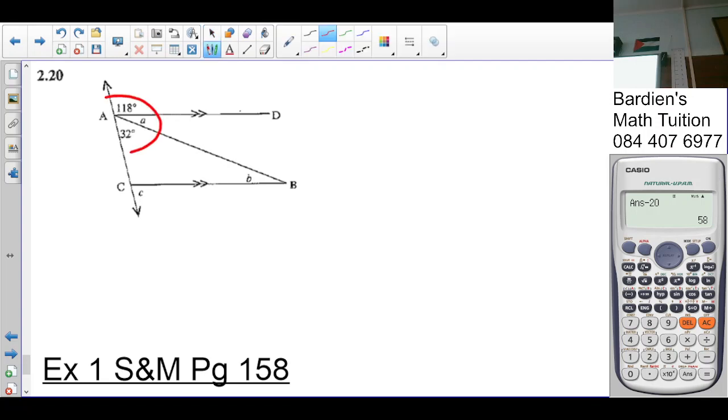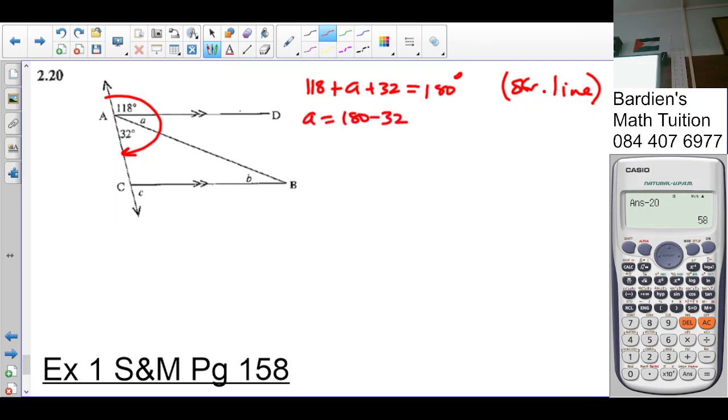118 plus a plus 32 is equal to 180. Reason? Angles in a straight line. Absolutely. So it's a straight line. Okay, so a is equal to 180 minus 32, which is 148, minus 118 gives you 28. You all agree with that? Yes, okay. That's 28.